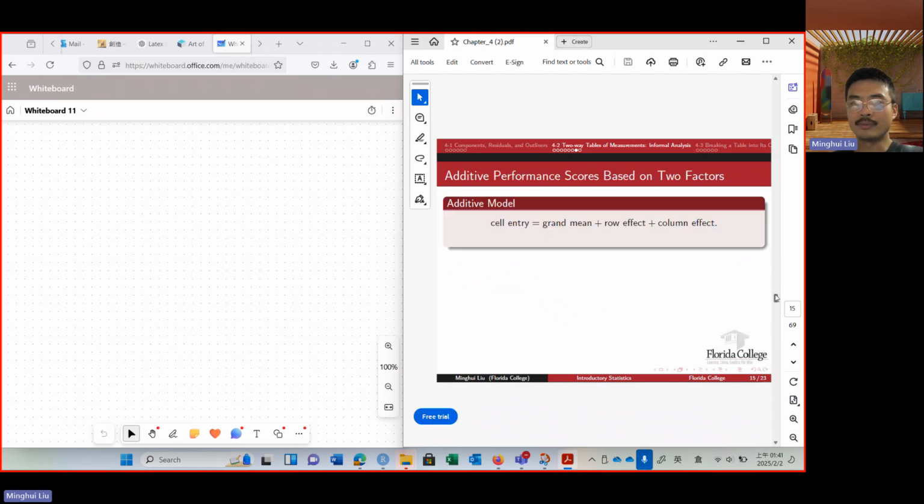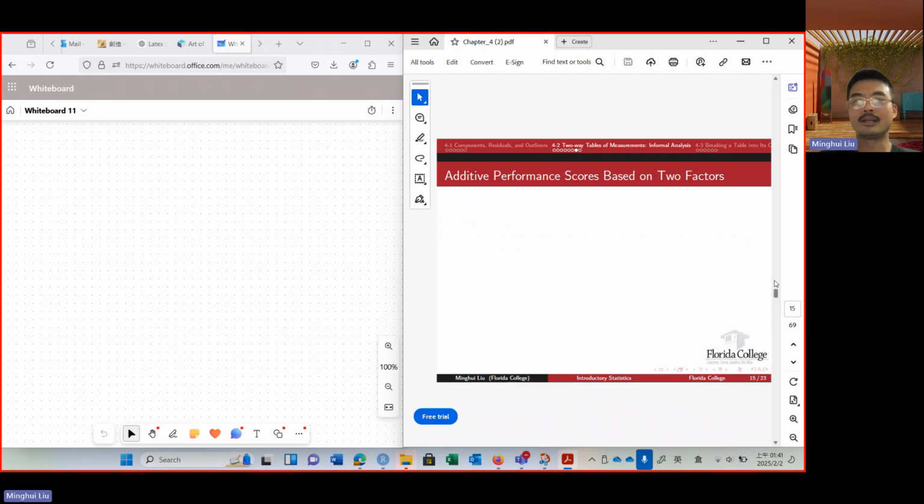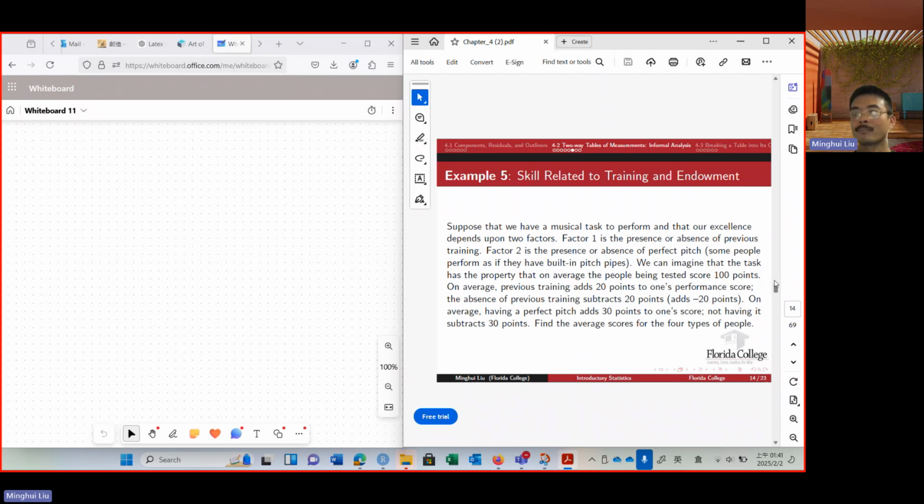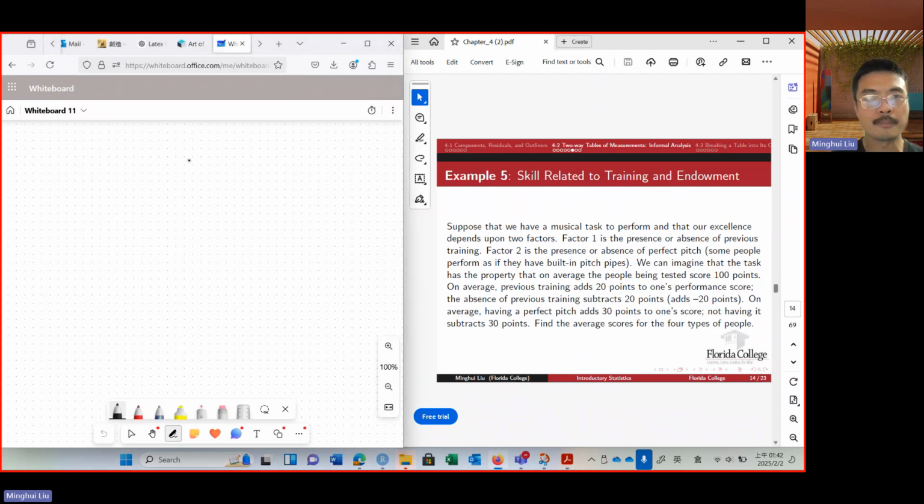So here, in order to do this, we study what we call the additive model. The cell entry is the grand mean plus the row effect plus the column effect. Here, let's take a look at these people summarized into four different categories, depending on whether you have training or no training, and also perfect pitch or not. Let me just draw this table like this.